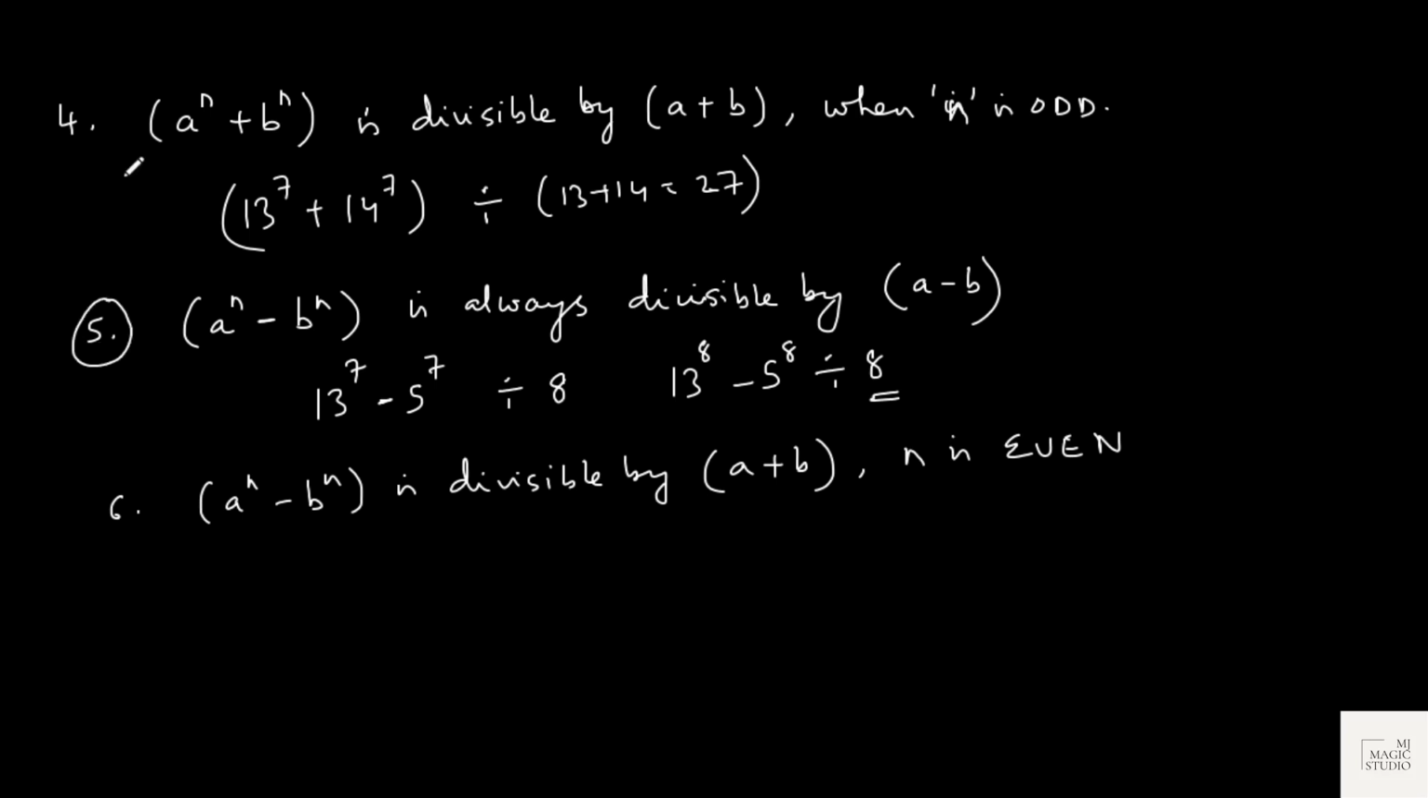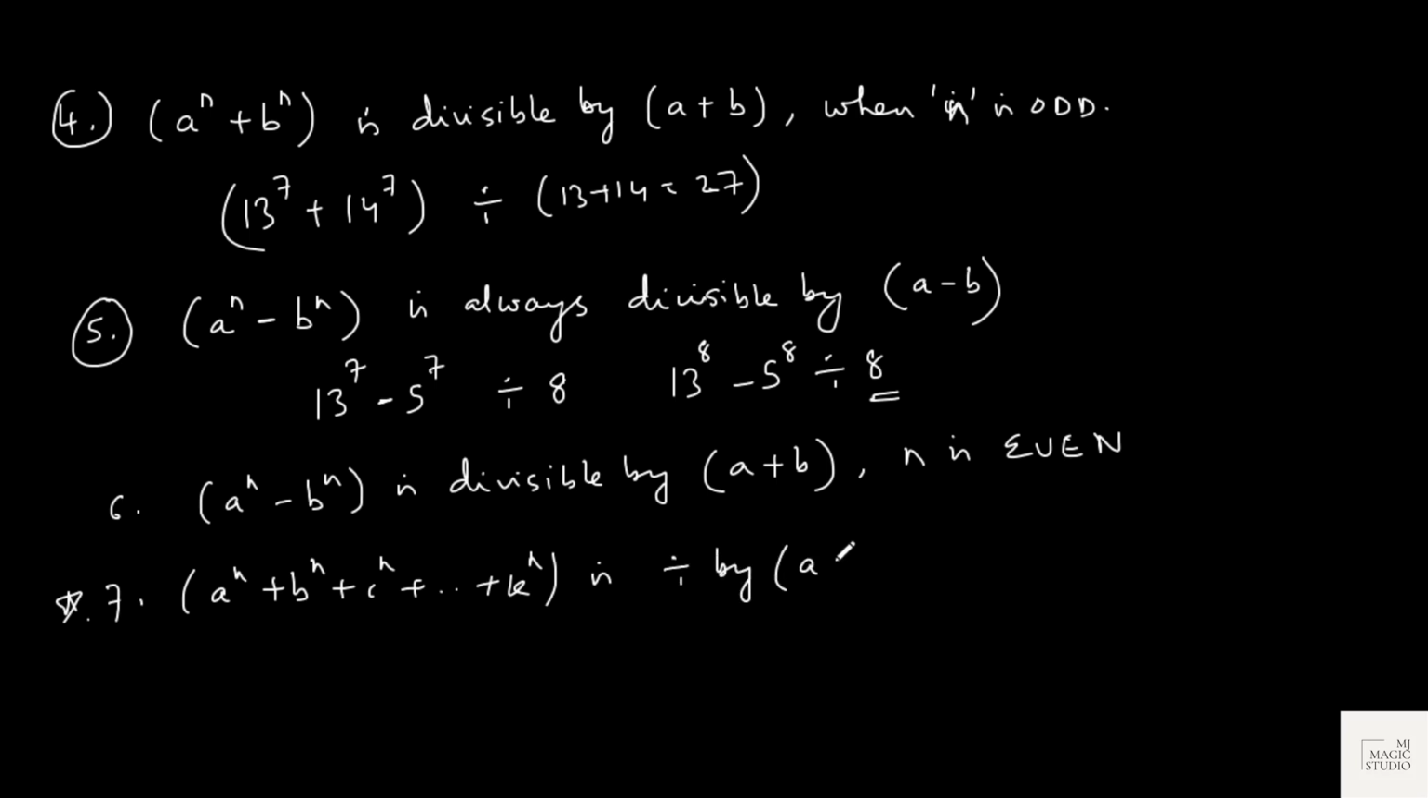And for this property number 4, we can have an extension. An extension is very important. We have seen many good questions coming in different examinations. Extension is a to the power n plus b to the power n plus c to the power n till k to the power n, where the values of all n is same, is divisible by a plus b plus c till k, given that n is same and odd. This will be of great help.